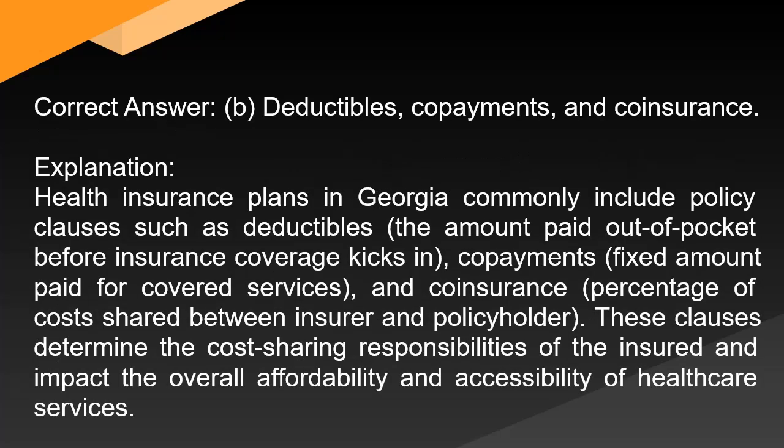Correct answer. B. Deductibles, copayments, and coinsurance. Explanation. Health insurance plans in Georgia commonly include policy clauses such as deductibles, the amount paid out of pocket before insurance coverage kicks in, copayments, fixed amount paid for covered services, and coinsurance, percentage of costs shared between insurer and policyholder. These clauses determine the cost-sharing responsibilities of the insured and impact the overall affordability and accessibility of healthcare services.